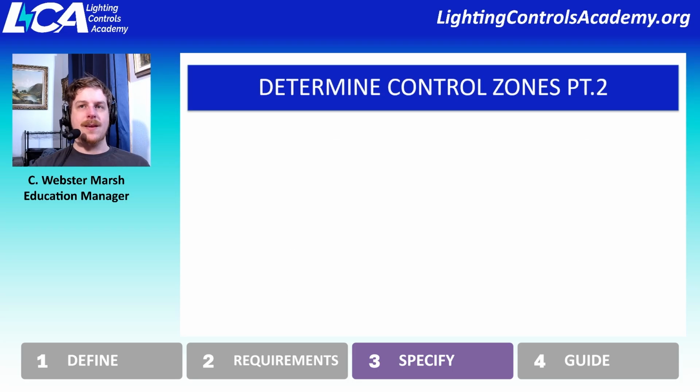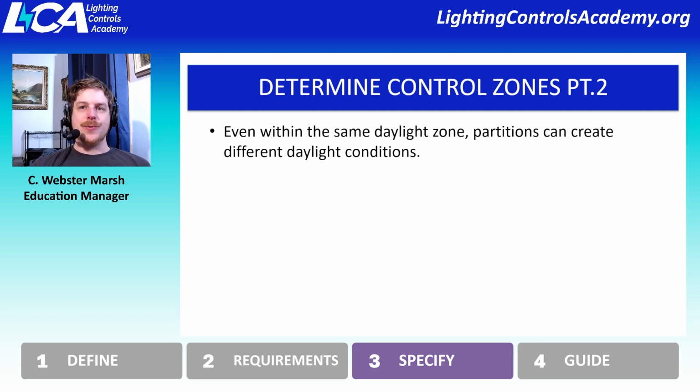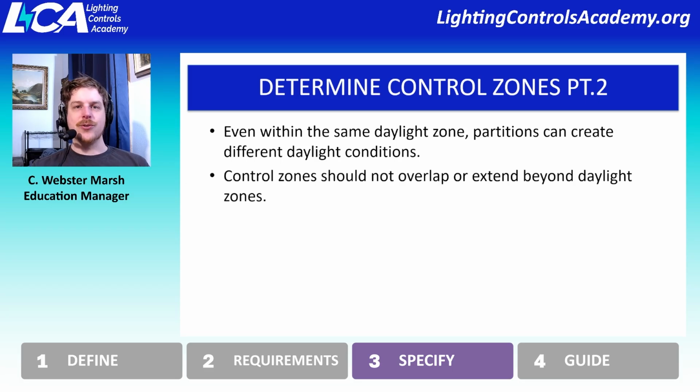And there are even more considerations when it comes to control zones with daylight responsive controls. When we're dealing with daylight, there are partitions that can create different daylight conditions, especially if you have really high cubicles, for instance, if your open office has cubicles. Other sorts of reflectances within the space can really adjust how bright that space is going to be and how much the daylight is going to contribute to the illuminance of that space.